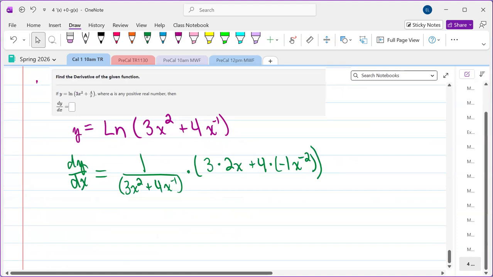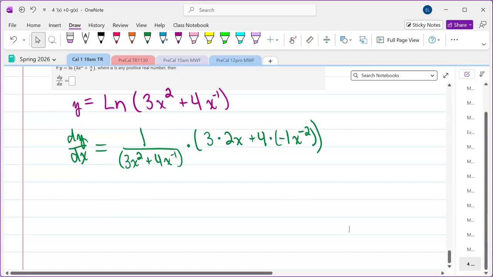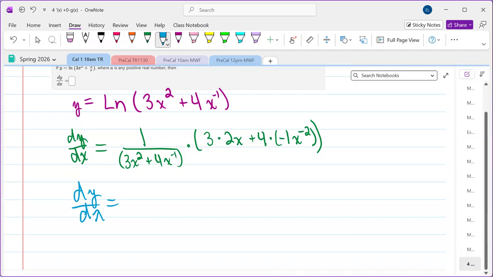Now, for the purposes of the test, that's good. And even for web work. Like a pain to type, but yeah. Now we could clean it up a tiny bit. So that is 6x minus 4x to the negative 2 all over 3x squared plus 4x to the negative 1. 1, not 2.